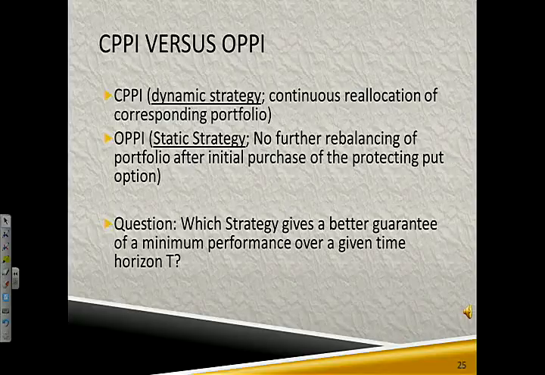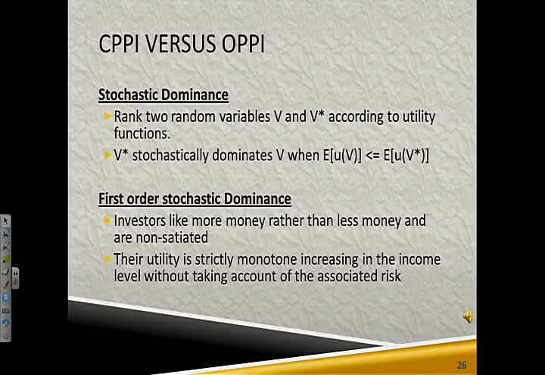Now this leads to a question. Which strategy gives us a better guarantee of a minimum performance over a given period of time? Let's call this the horizon T. There's a stochastic dominance between the two. Now, it ranks two random variables, V and V star, according to a utility function. Now V star stochastically dominates V when the expected value of the utility of V is less than the expected value of the utility of V star.